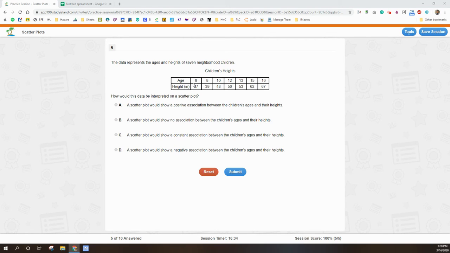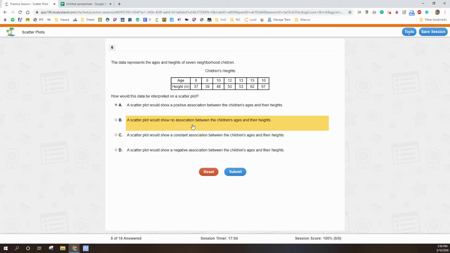This is going to show a positive association between age and height, because as the ages increase, the heights increase as well. The older the age of the child, the taller they are. So this shows a positive association. Let's find a choice that says that those are going to have a positive association. Choice A, a scatter plot would show a positive association between the children's ages and their heights. That's absolutely true. Let's read the other ones and see why they're not true.